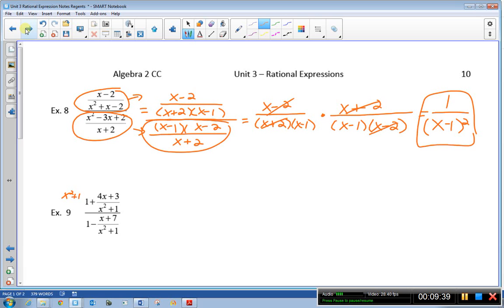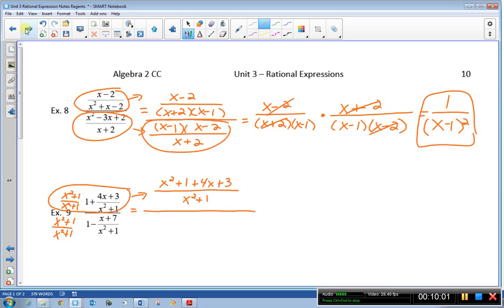I can do x squared plus 1 over x squared plus 1. And this one's x squared plus 1 over x squared plus 1. So what I get is x squared plus 1 plus 4x plus 3 over x squared plus 1. So I took this and that's there. And then the next one is x squared plus 1 minus, notice, parentheses, all over x squared plus 1. So this bottom went there.